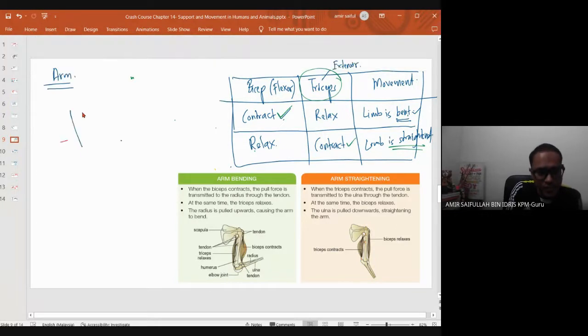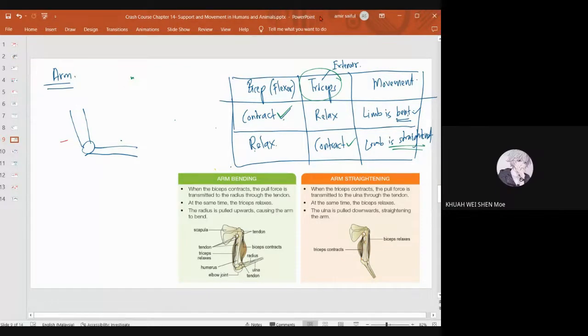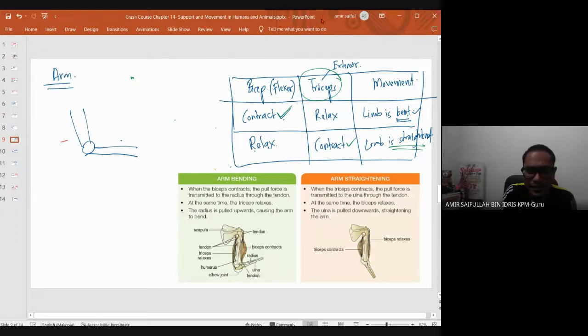So this is the knee hinge joint. Is this one a hinge joint or ball and socket? Like this one. Hinge joint or ball and socket? Hinge joint. This is a hinge joint, because it can move in one direction only. Alright, now you see here got one muscle. This muscle is called bicep.